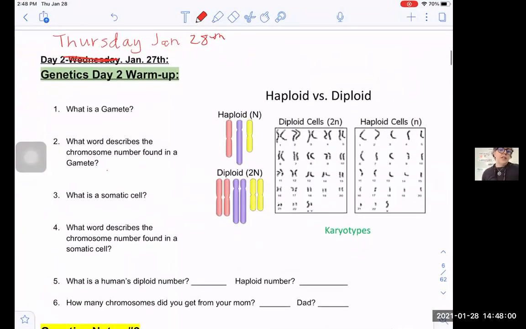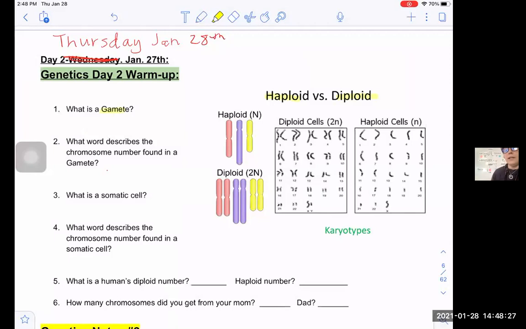So today is genetics day 2. And I really did mean to go over this warm up before I went over the vocab words behind me, but maybe it'll help for you to have them lingering in your mind right now as you go through this. So yesterday we went over some vocab words that you're going to see in this warm up. Gamete, these words, haploid and diploid.